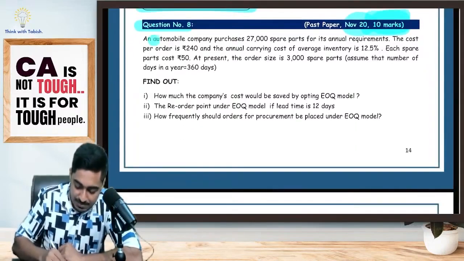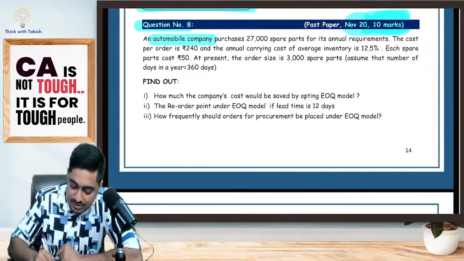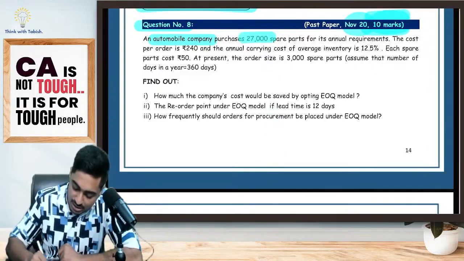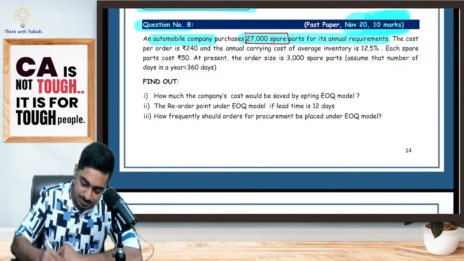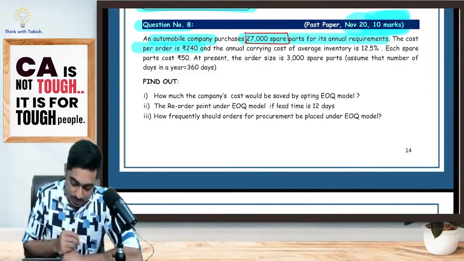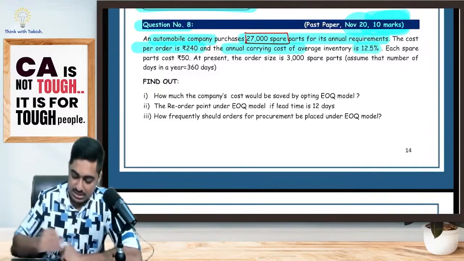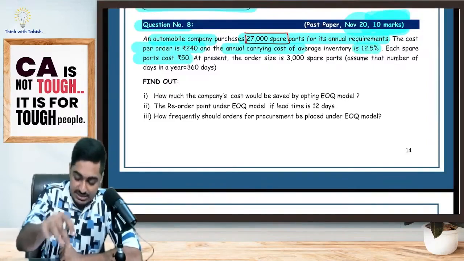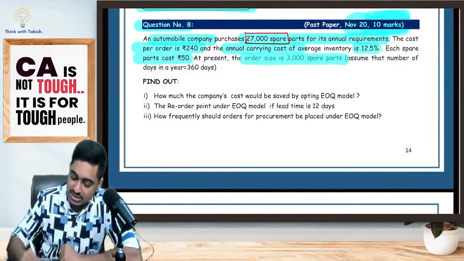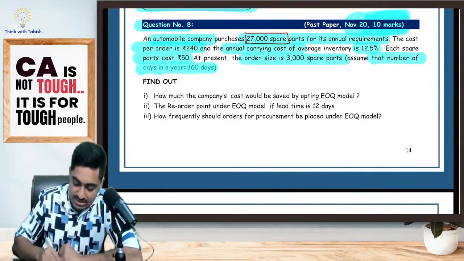There is a company which is manufacturing automobile components. It purchased 27,000 spare parts for its annual requirement. The cost per order is 240. The annual carrying cost of average inventory is 12.5%. Each spare part costs 50 rupees. At present, the order size is 3,000 spare parts. Assume that the number of days in a year is 360.